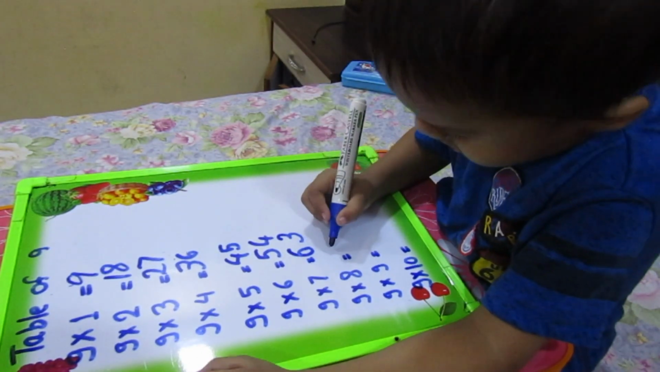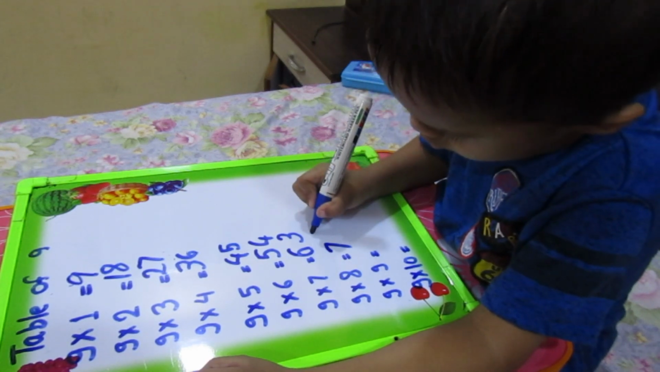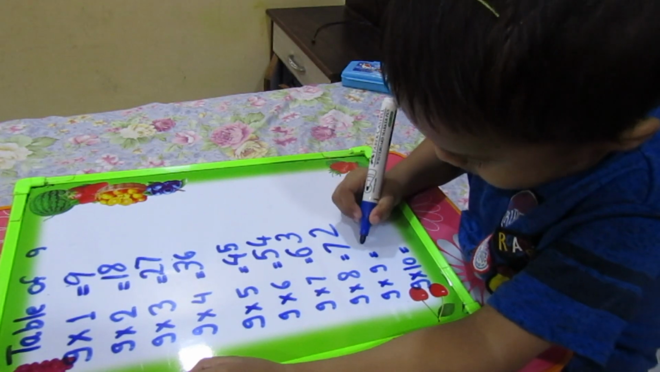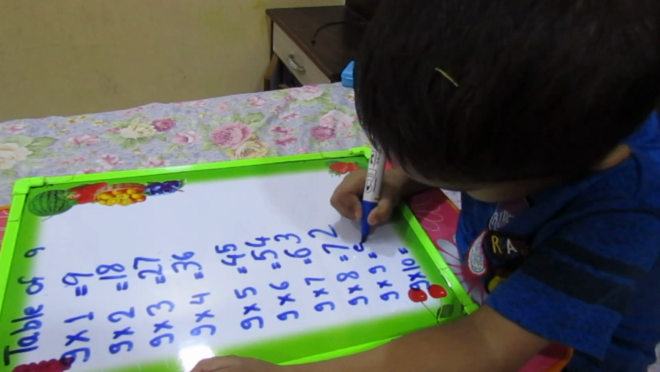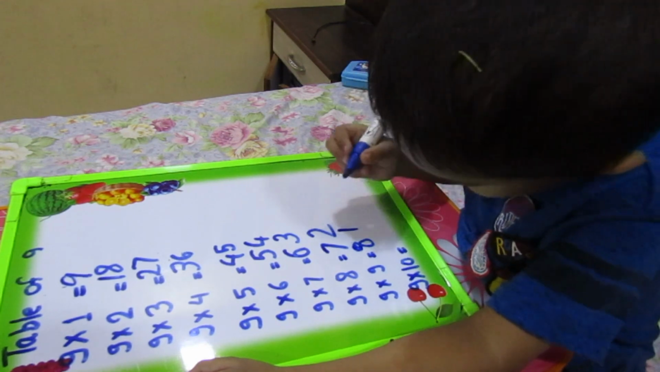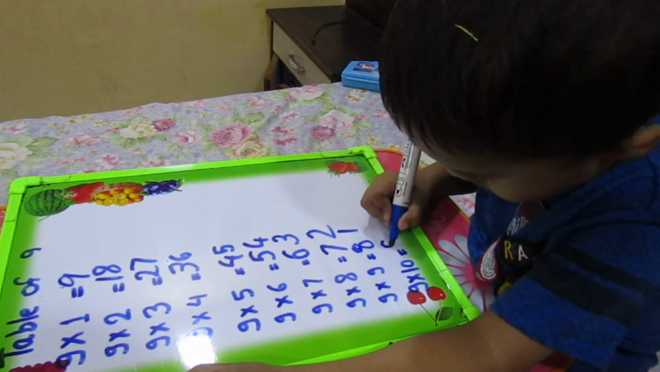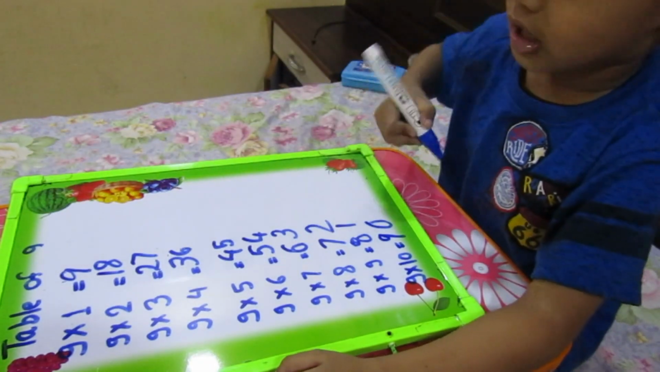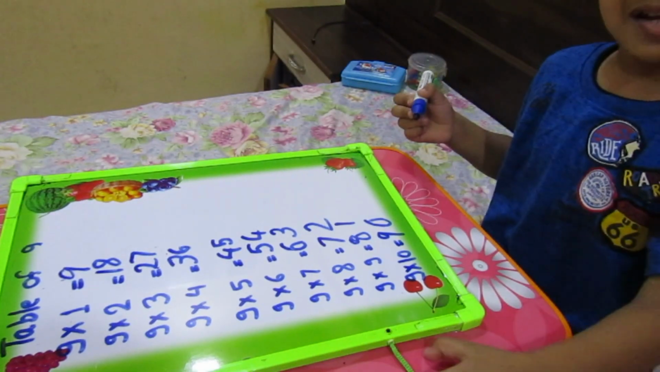9 times 8 is 72. 9 times 9 is 81. 9 times 10 is 90. This is backward counting. This is forward counting.